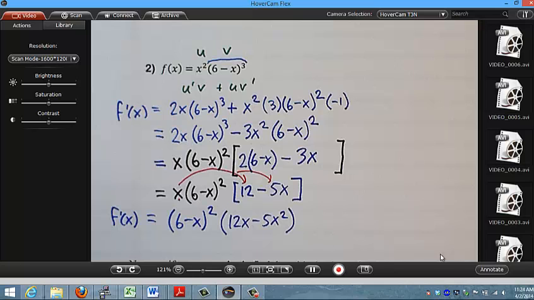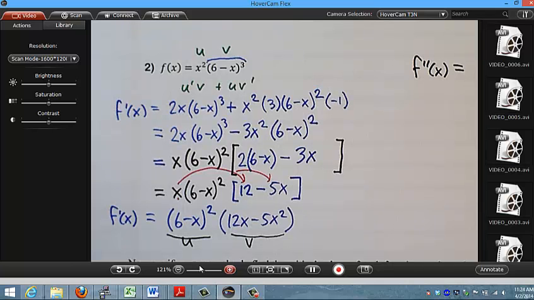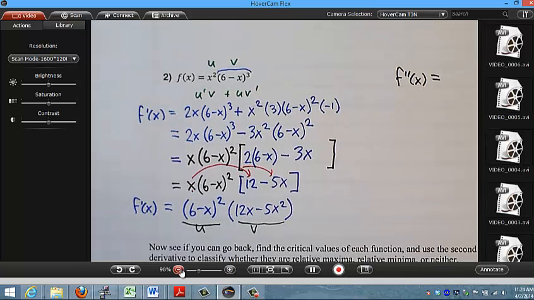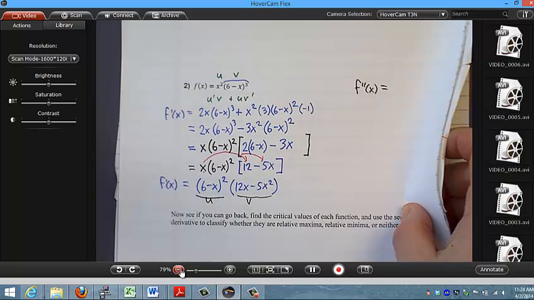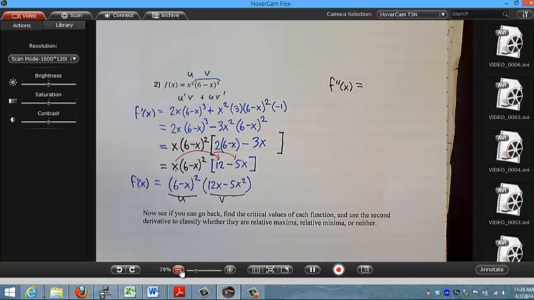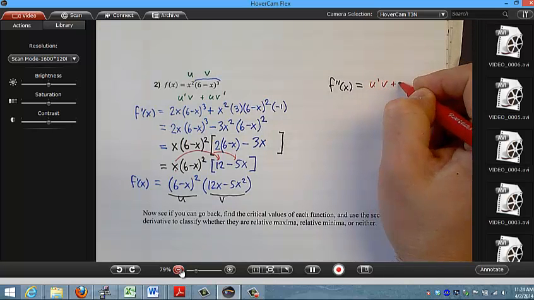Okay? So let's do it. Let's find the second derivative of x. And once again, I'm going to think of this guy as u and this guy as v and do a u prime v plus a uv prime. Okay? So I guess I better zoom out a little bit so you can see me at work. So here I go. f double prime of x is going to be, and again, u prime v plus uv prime, right?